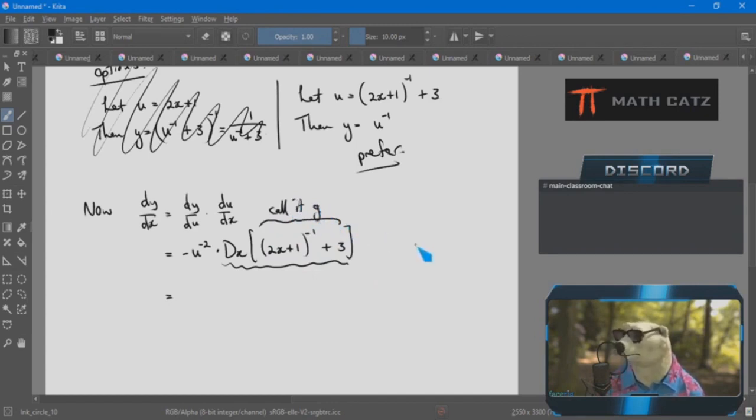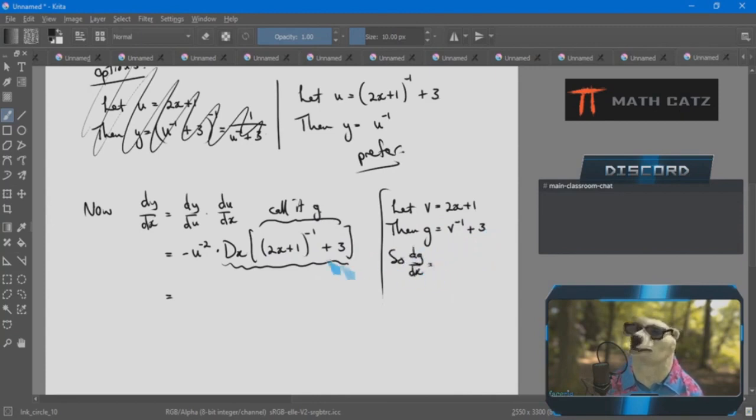People are very hesitant to do things like this. Just scribble some stuff on the side and say that inside function, let's call it V because we've used a U. Let's use a V and call it 2x plus 1. Then this little function, not my original, is V to the negative 1 plus 3. That's simple enough.